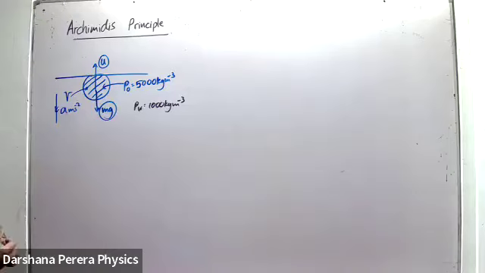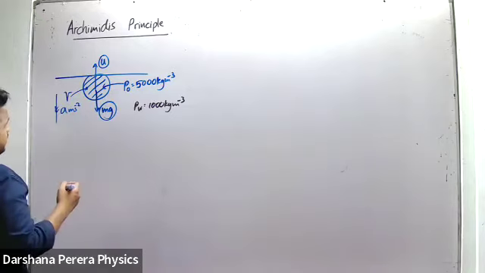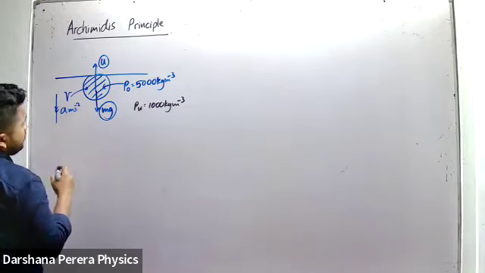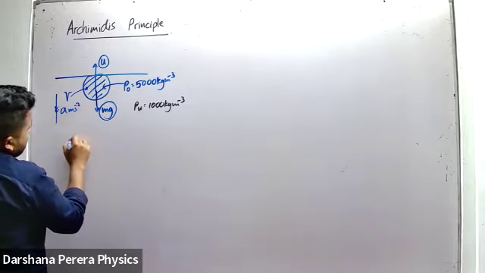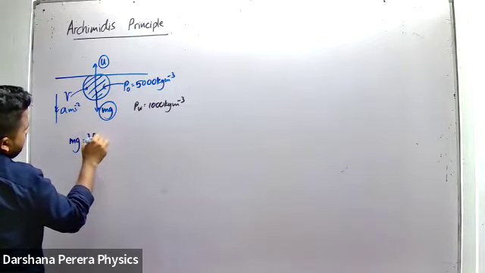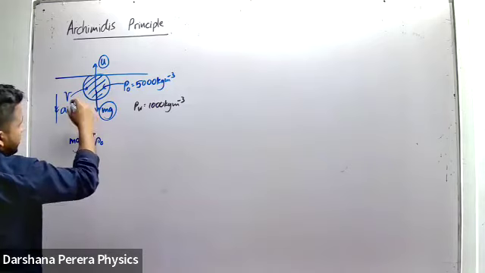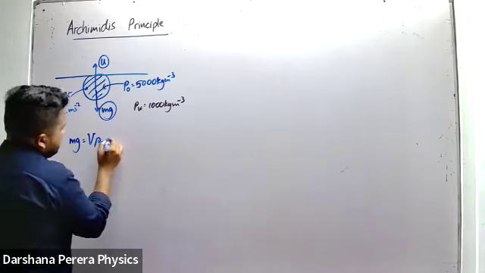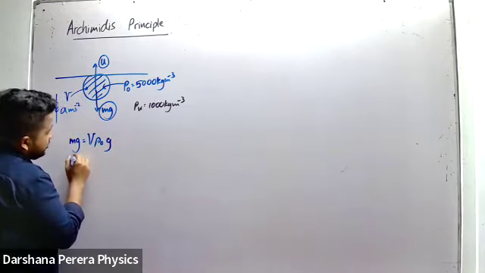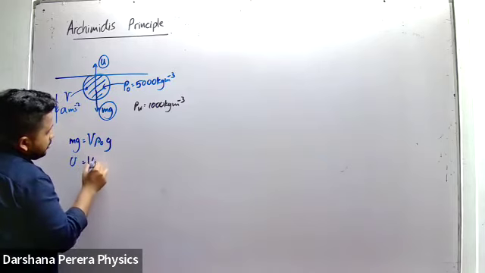Okay. In this case, what is the acceleration? So we have to take the volume as V. So mg equals V rho naught g. Rho naught means the density of this one, into g. Okay, upthrust equals to what? V rho w g.